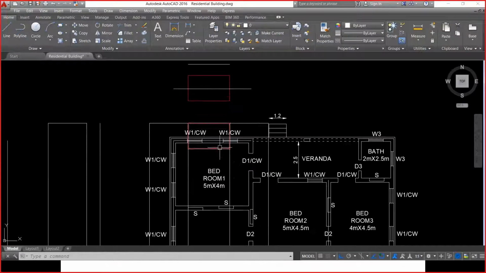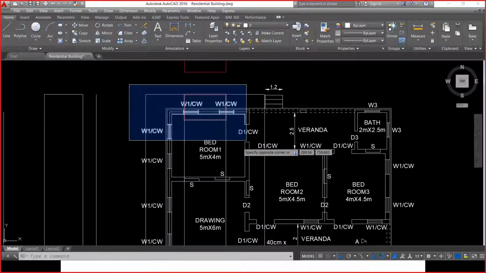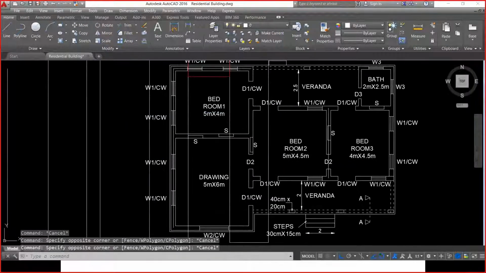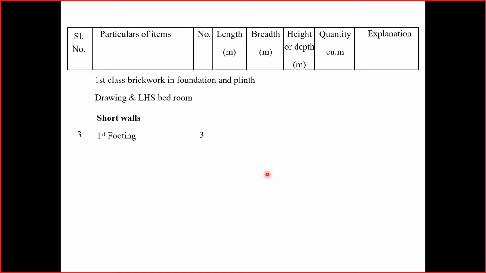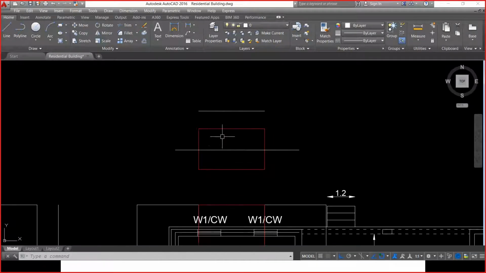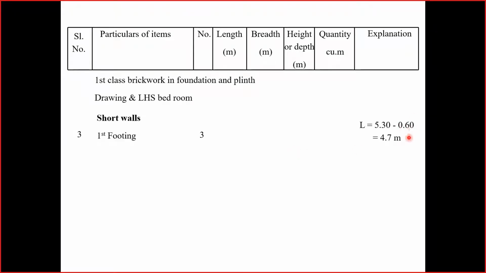There are three short walls. This is short wall number 1, short wall number 2 and short wall number 3. That is why there are three numbers. For the length calculation, the first one is 5.3 meter, the center to center distance, minus 0.6 by 2 on the left hand side and minus 0.6 by 2 on the right hand side. Put together, 0.6 by 2 plus 0.6 by 2 gives 0.6. The total value is 0.6 and the actual length is 4.7 meters.